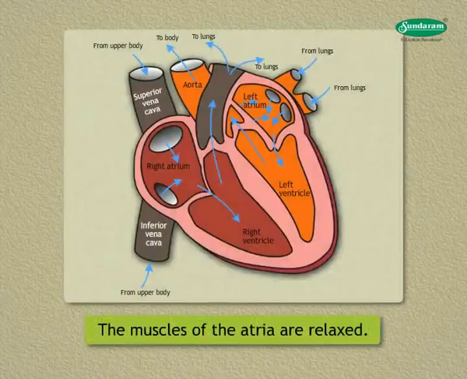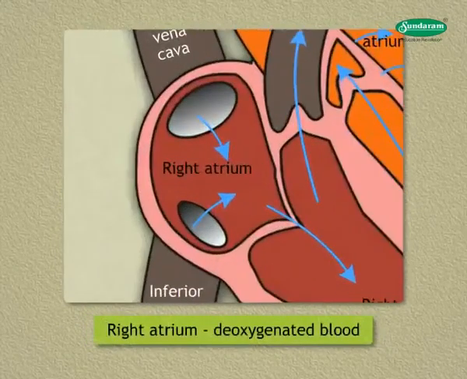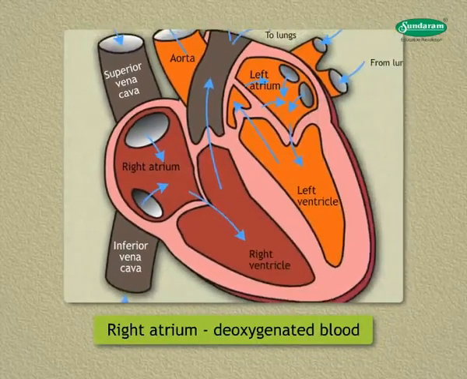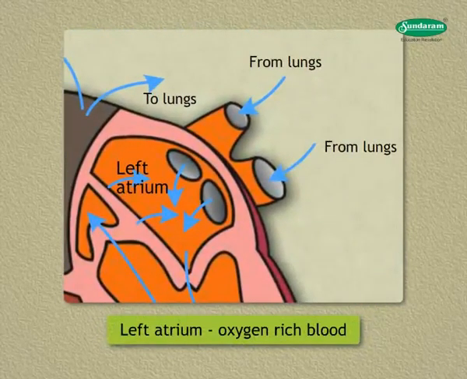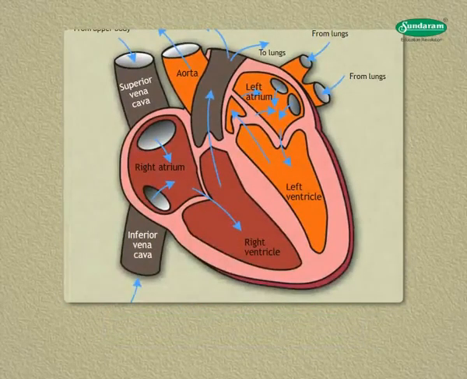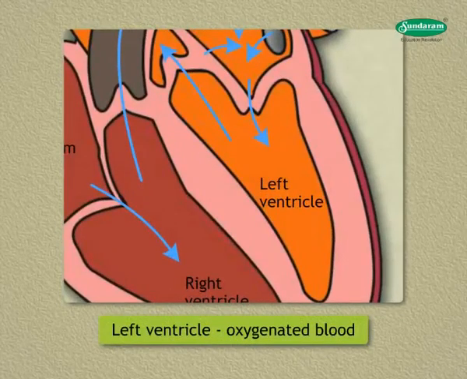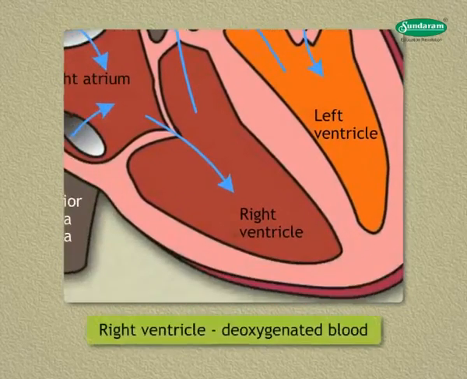The muscles of the atria are relaxed. The right atrium receives deoxygenated blood collected from different organs of the body via large veins called vena cava. The left atrium too receives oxygen-rich blood from the lungs simultaneously through the 4 pulmonary veins. The atria contract and pour the blood into respective ventricles which expand to receive the blood. The left ventricle gets filled with oxygenated blood and the right gets filled with deoxygenated blood.